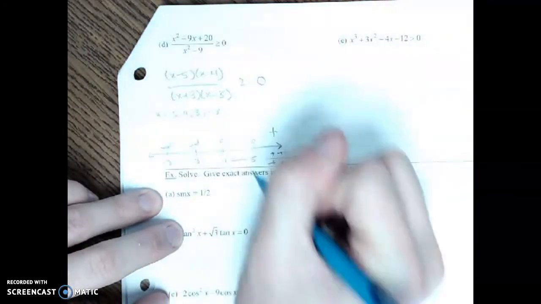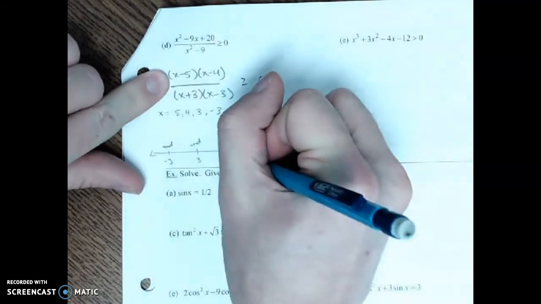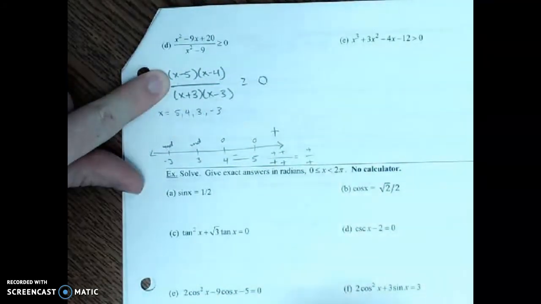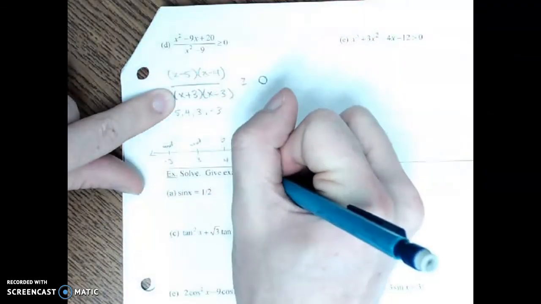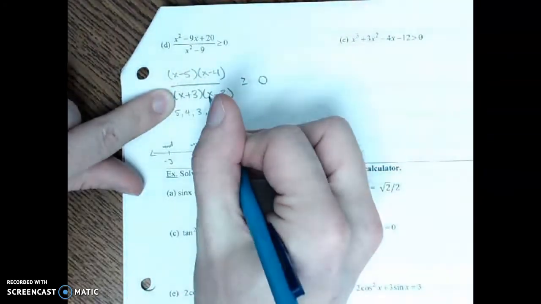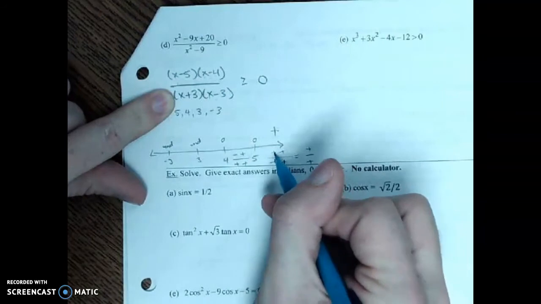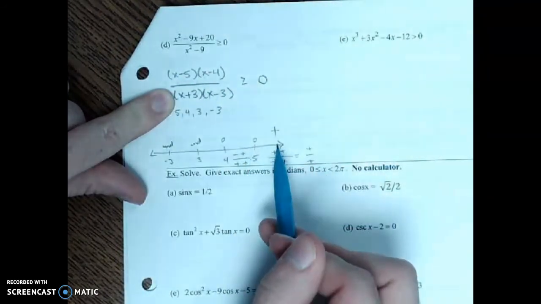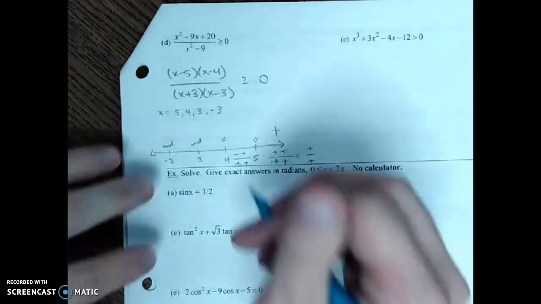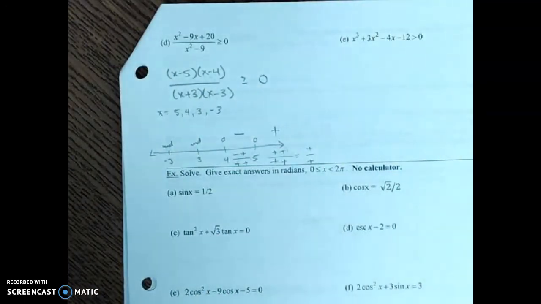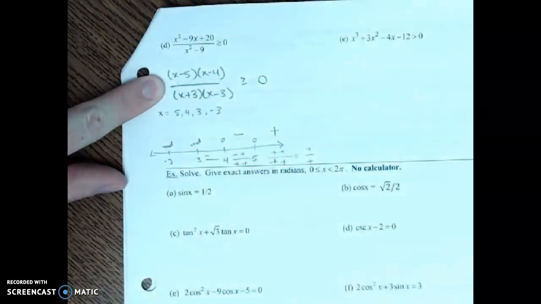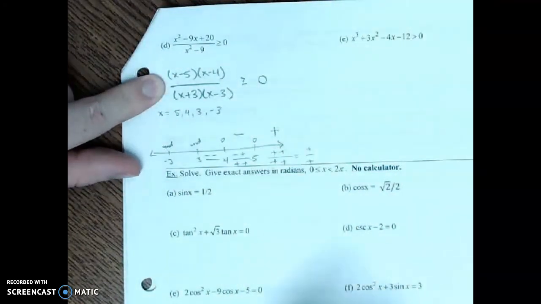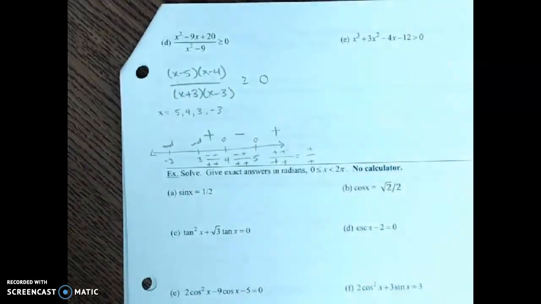Okay, let's test something like 4.5. 4.5 minus 5 would be negative. 4.5 minus 4 would be positive. 4.5 plus 3 would be positive. 4.5 minus 3 would be positive. So it's just the one chunk that changed, and it was the chunk that was around that factor, or that x-intercept. Right? But overall, that one would end up being negative. Okay, next let's test 3.5. We're going to have a negative, negative on the top, positive, positive on the bottom, which means overall positive.